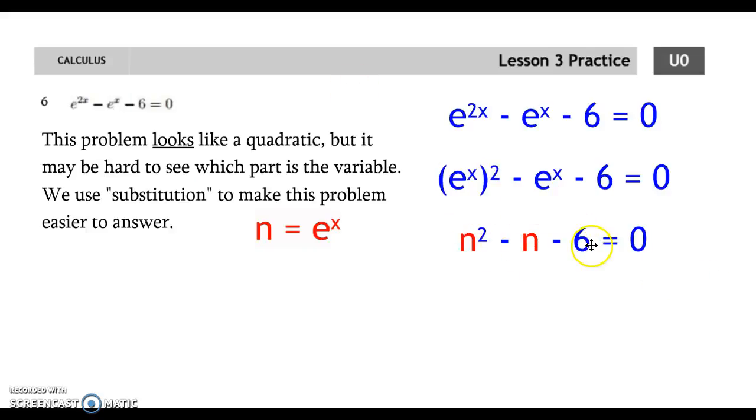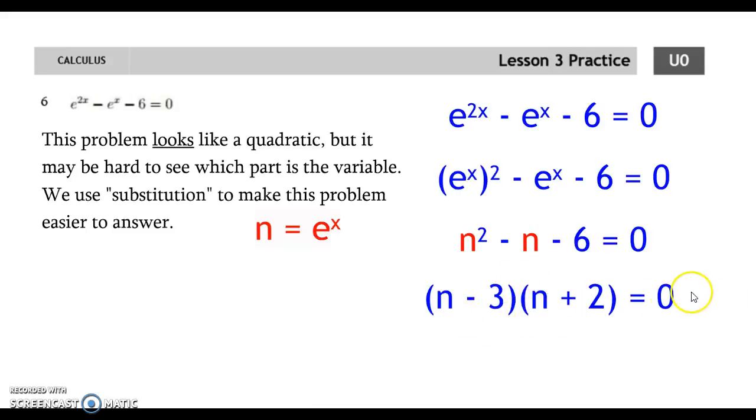We're just going to use the add and multiply method. We're finding two numbers that multiply together to give us -6, and that add together to give us -1. And now that we've factored this expression into n minus 3 and n plus 2, we're going to take these n's and put back in e to the x. It has made it a little bit easier for us to solve now that we've factored it.